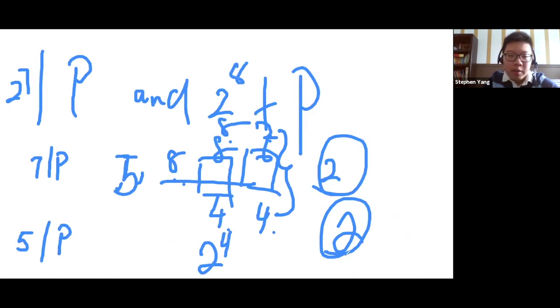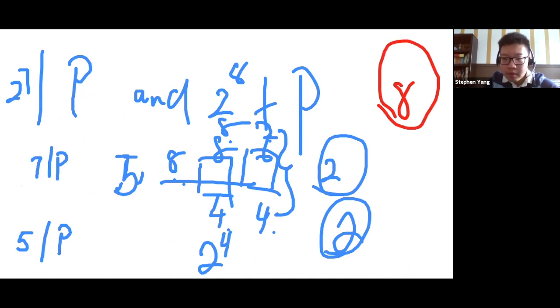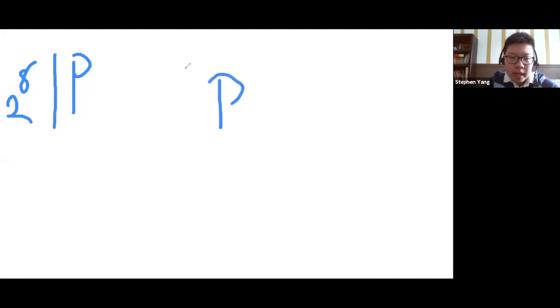And adding all of them up, when p is divisible by 2 to the 7th power and not divisible by 2 to the 8th power, you'll get 8 solutions in total. Okay, so next step will be p is divisible by 2 to the 8th power and p is not divisible by 2 to the 9th power. Okay, use the same method.